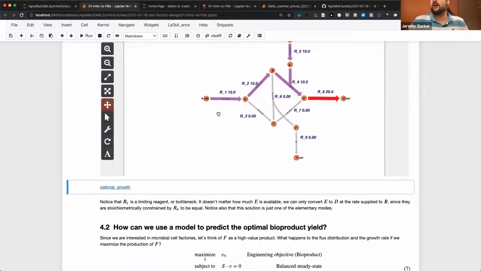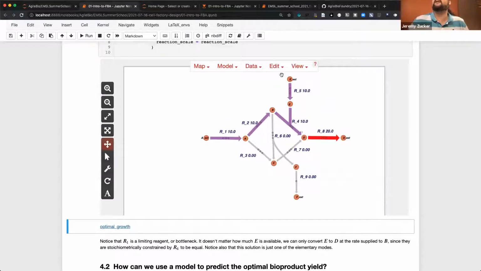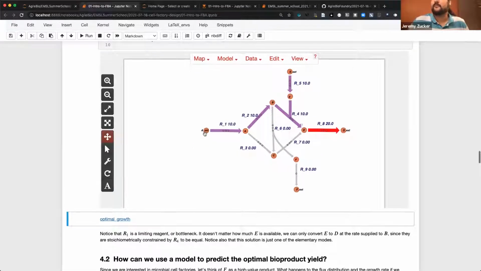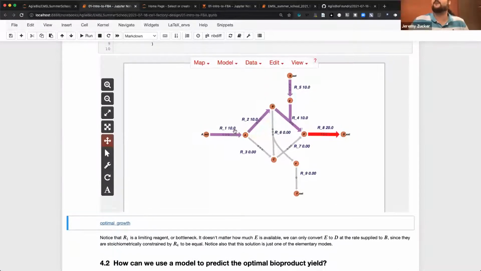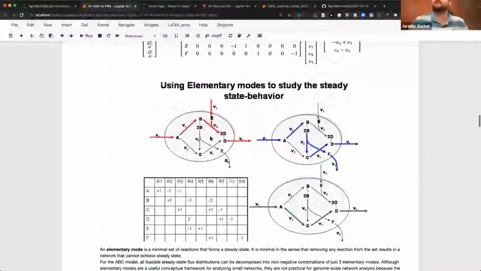Note that, and along those lines, note that R1 is a limiting reagent or bottleneck. It doesn't matter how much E is available, we can only convert E to D at a rate supplied to B, since they are stoichiometrically constrained by R4 to be equal, right? So even if you had unlimited amounts of E, you still wouldn't be able to get a higher growth rate because this is your limiting factor. Also, notice that this solution is exactly one of the elementary modes. It's equivalent to this elementary mode right here.